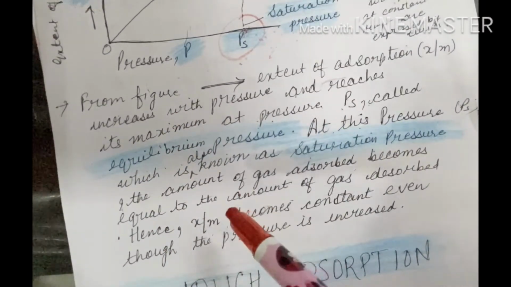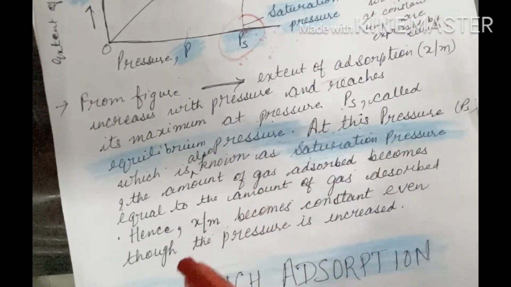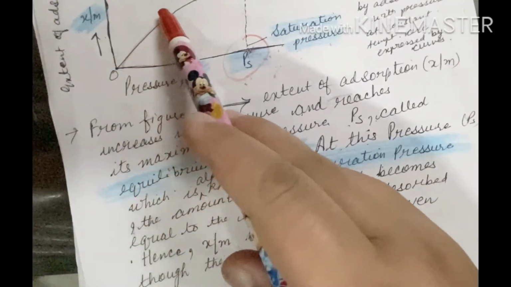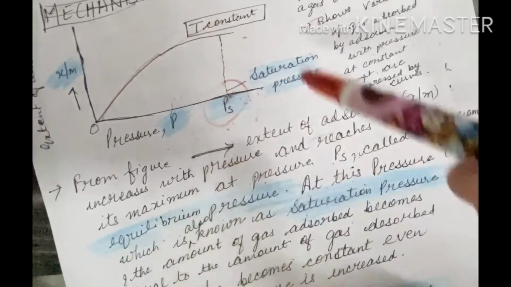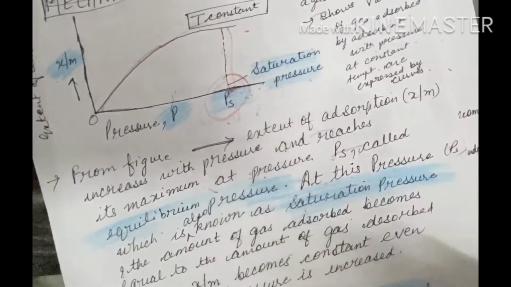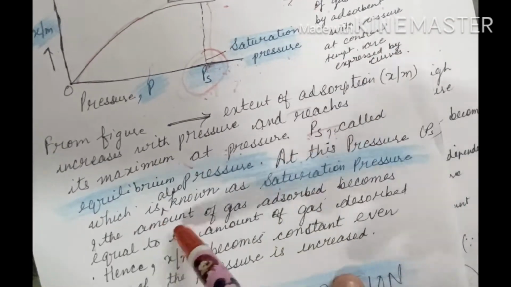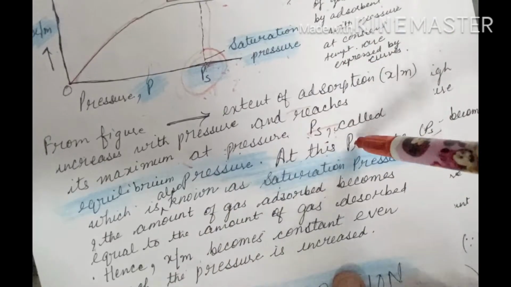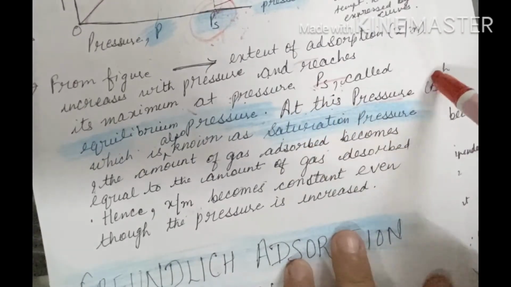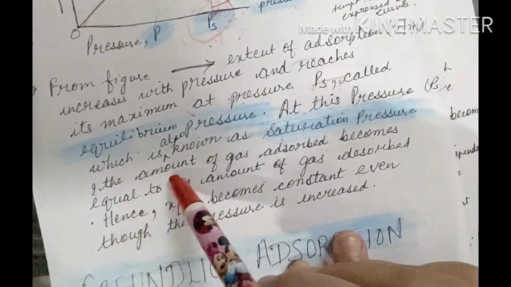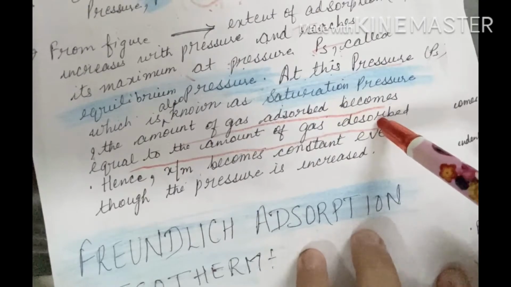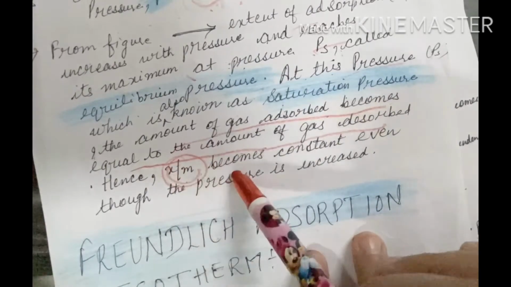From the figure, what we can see is that the extent of adsorption is increasing with pressure, and it reaches its maximum value at PS. What is PS? That is the equilibrium pressure, also known as saturation pressure. At this pressure PS, the amount of gas adsorbed becomes equal to the amount of gas desorbed. Hence x upon m becomes constant.